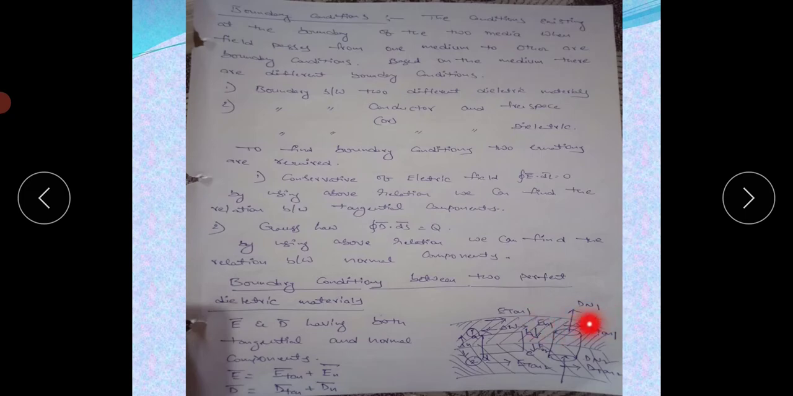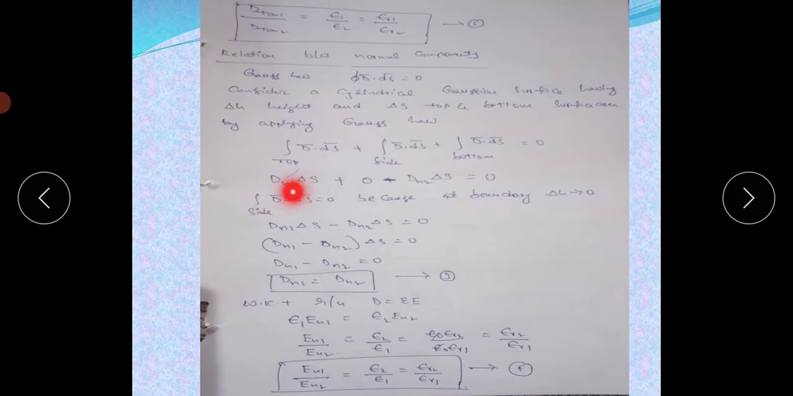The top surface lies in medium 1, so the top surface electric flux density equals Dn1. Next, the top surface area. Assume the cylinder's top and bottom surface area equals delta s, and the height of the cylinder equals delta h. So if the top surface lies in medium 1 and its area equals delta s, the electric flux density equals Dn1.